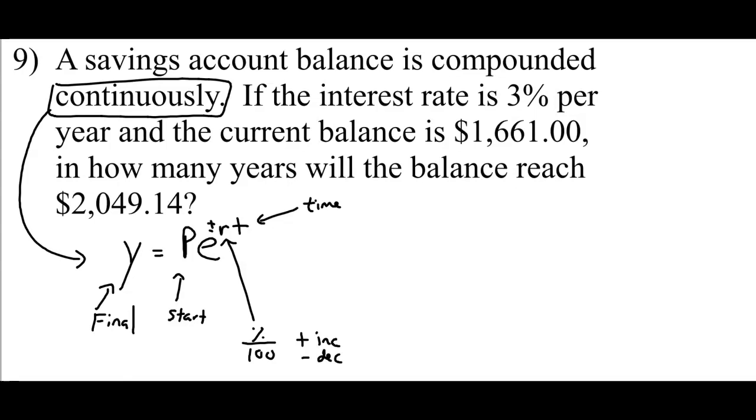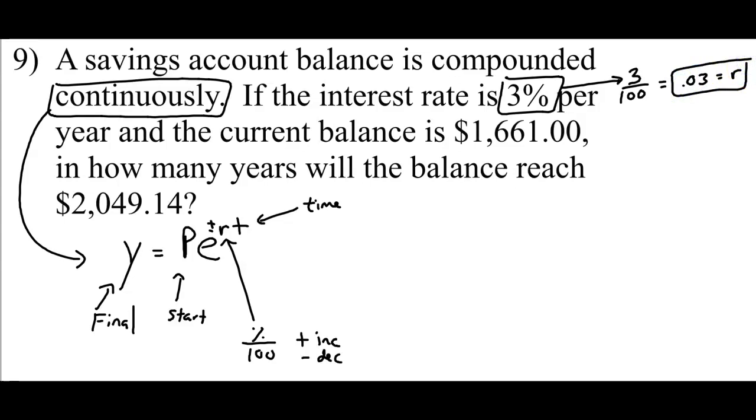So a savings account balance is compounded continuously. The interest rate is 3% per year. The current balance is $1,661. How many years will the balance reach $2,049.14? So this here, the one that's a percentage, that is our R value if we divide it by 100, which is 0.03. So that's my R value.